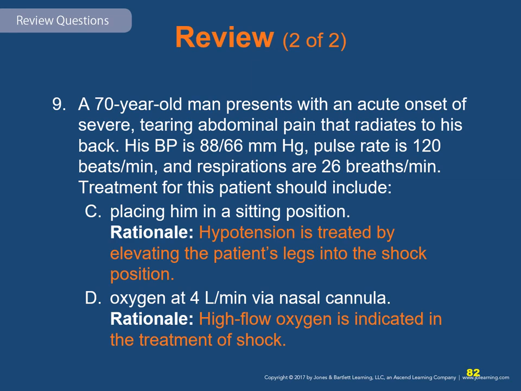C, placing him in a sitting position. Hypotension is treated by elevating the patient's legs into the shock position. That is not called for in this particular case. And D, oxygen at 4 liters per minute via nasal cannula is incorrect because for a patient in this condition, the recommendation is high flow oxygen because of the treatment of shock.